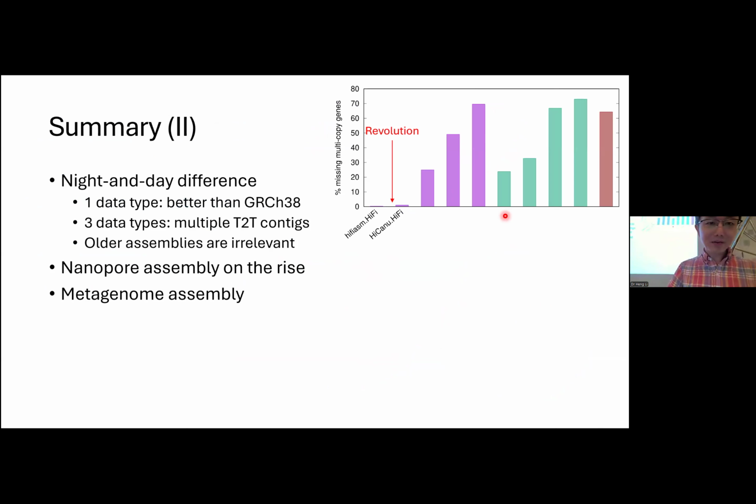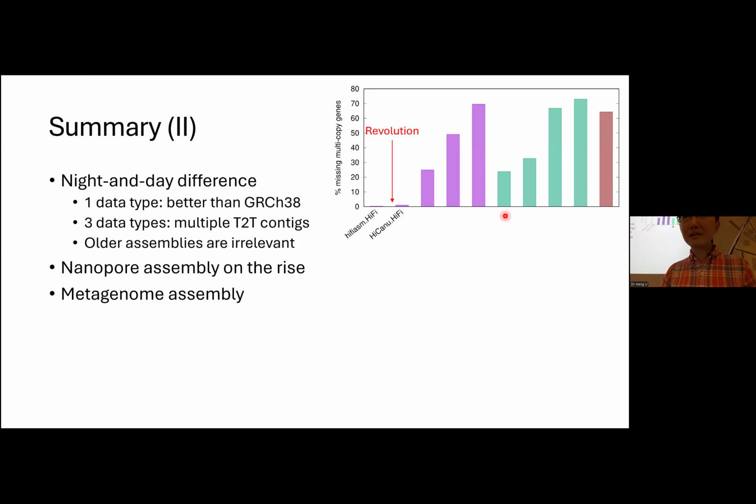Okay, this is a summary. The summary is that there's a 98-day difference between the old assembly and the new assembly. With one data type, either just HiFi or just simplex nanopore, we get a better assembly than GRCh38. And GRCh38 took more than 20 years of effort, but we can do that in 1 day with one data type. And with three data types, HiFi or simplex nanopore, ultra-long nanopore, and Hi-C data or parental data, we can typically assemble multiple chromosomes into T2T, one third to two thirds of each.